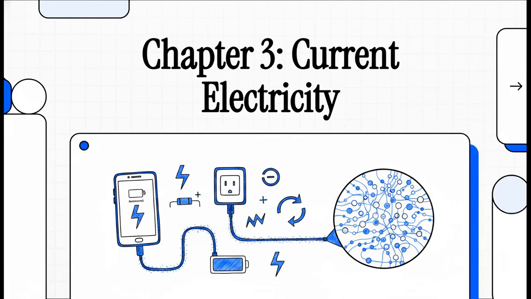Welcome back, everyone. Today, we are unpacking a massive topic for this explainer. We are diving into Chapter 3 to channel our energy into something that literally powers our entire modern world, current electricity. We're going to break down the fundamental principles of how electricity flows, taking you on a journey from the macroscopic phenomena you see every single day, right down to the microscopic traffic jams happening inside your charging cables.